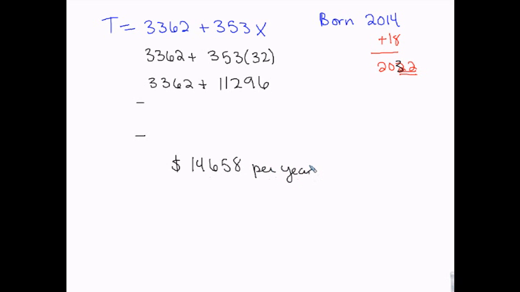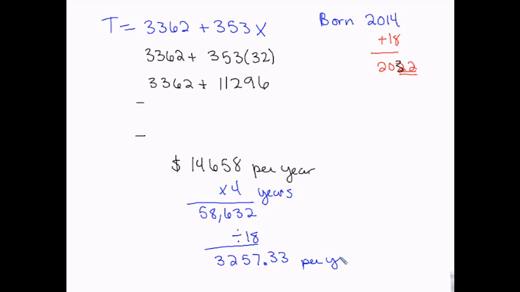Okay, so if you were to have a kid this year and you wanted to save up money for them to go to college, they would need $14,658 per year. Times 4 if they go through and do it quickly, because some people take 5, that's $58,632. Now you've got 18 years to save that up, so we could divide it by 18, and you would have to put away $3,257 per year.